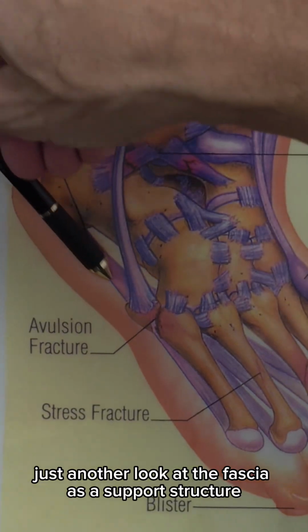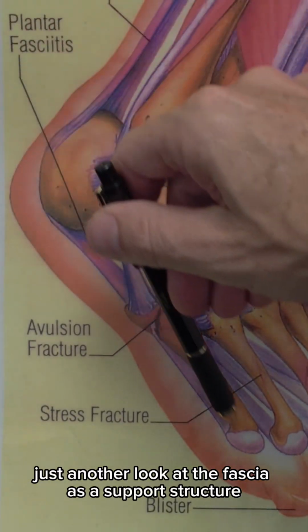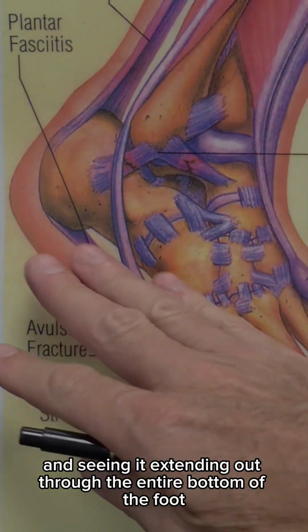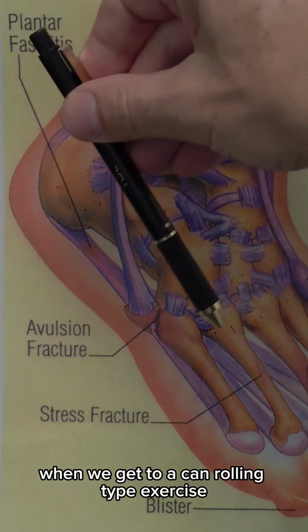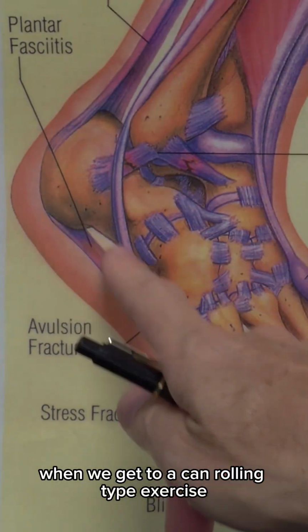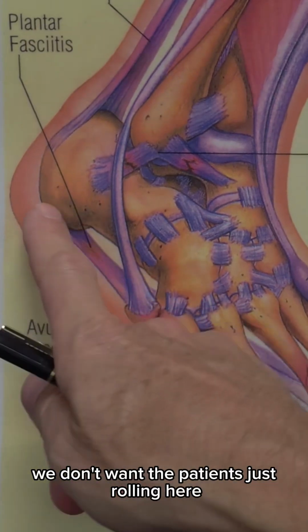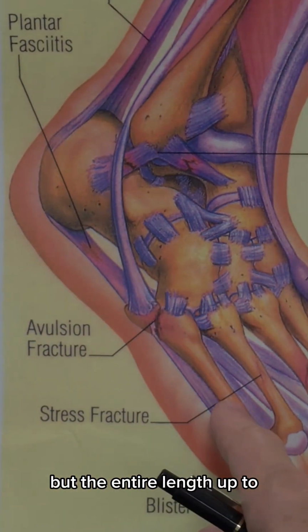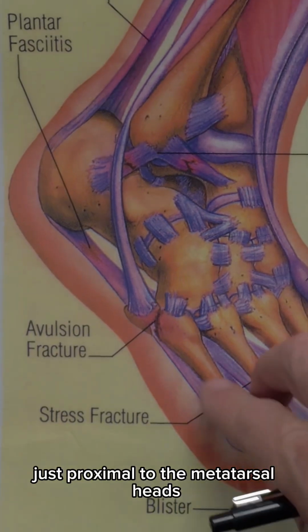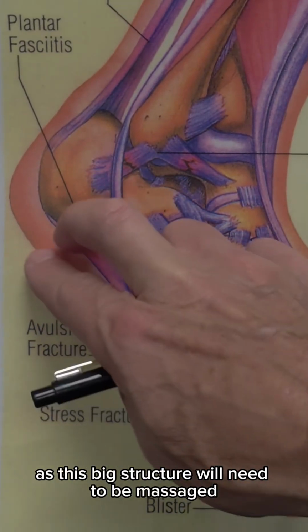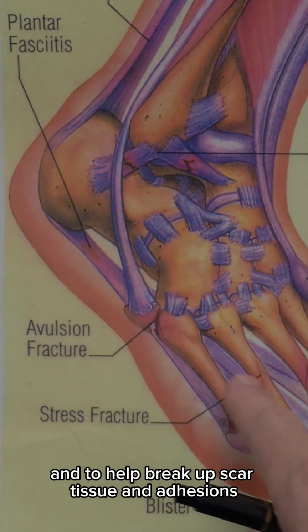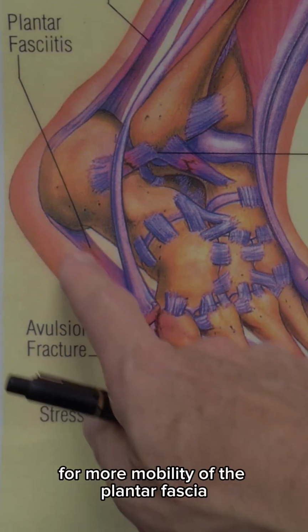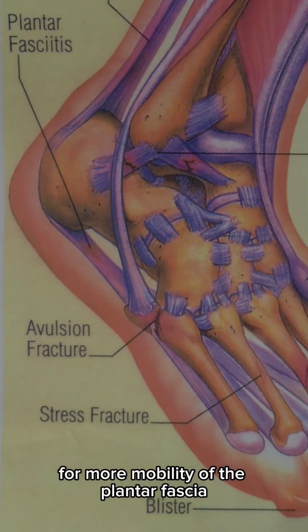Just another look at the fascia as a support structure and seeing it extending out through the entire bottom of the foot. When we get to a can rolling type exercise, we don't want the patients just rolling here, but the entire length up to just proximal to the metatarsal heads, as this big structure will need to be massaged and to help break up scar tissue and adhesions for more mobility of the plantar fascia.